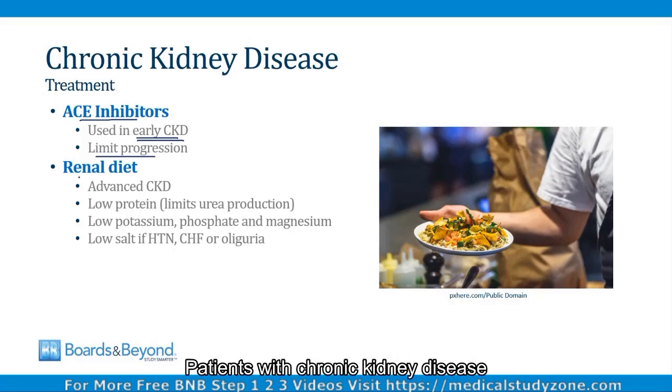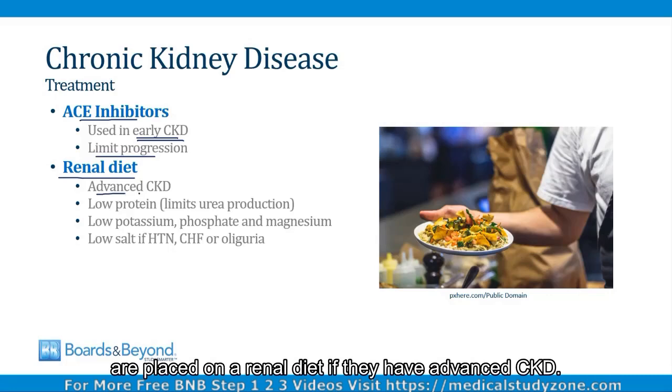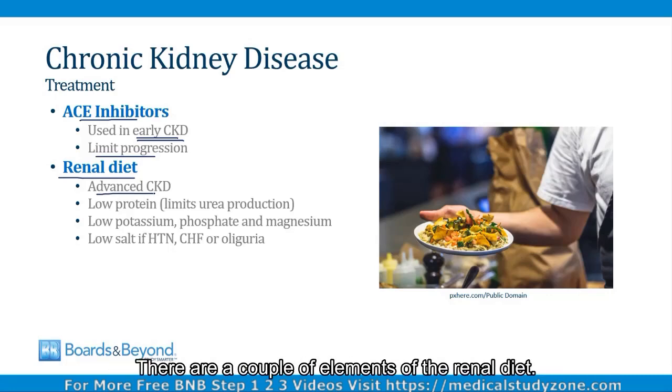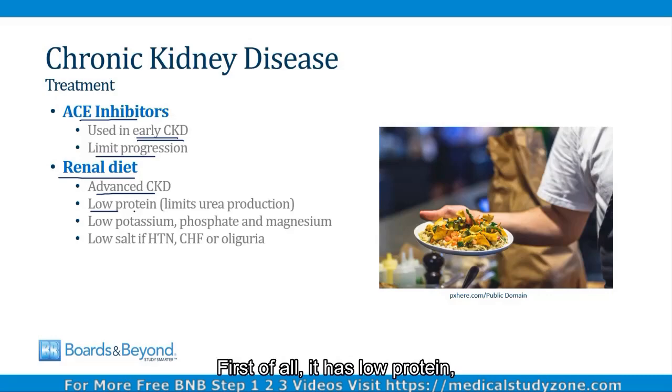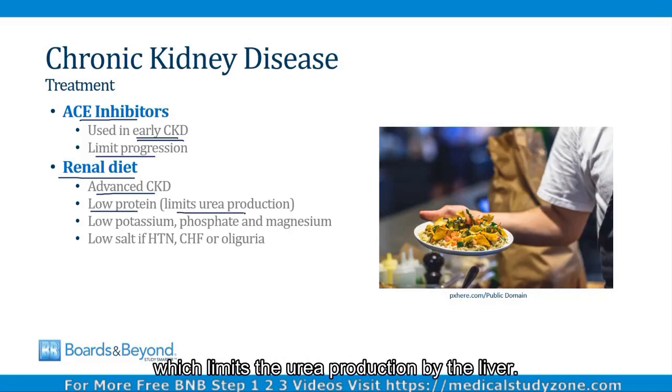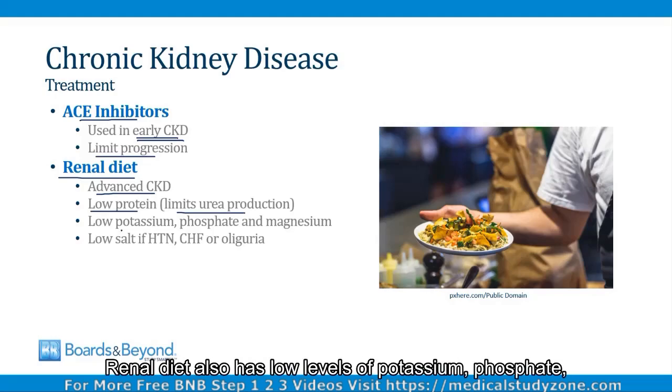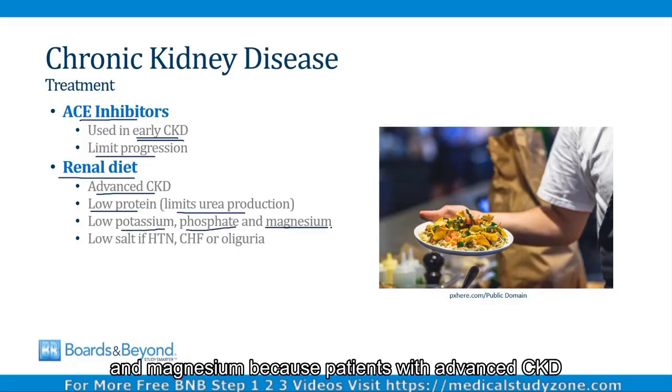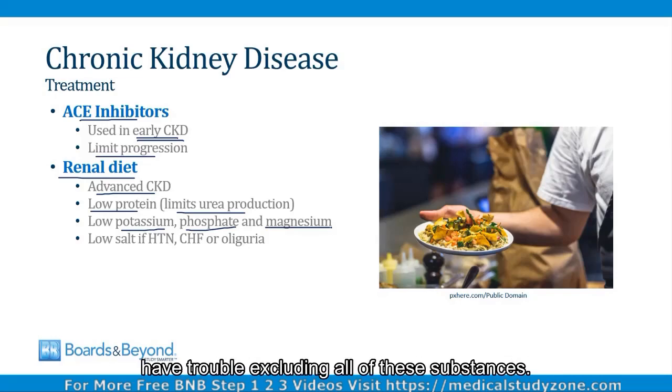Patients with chronic kidney disease are placed on a renal diet if they have advanced CKD. There are a couple of elements of the renal diet. First of all, it has low protein, which limits the urea production by the liver. The renal diet also has low levels of potassium, phosphate, and magnesium, because patients with advanced CKD have trouble excreting all of these substances. And then finally, when you consume salt, you retain water, and that raises your blood pressure.